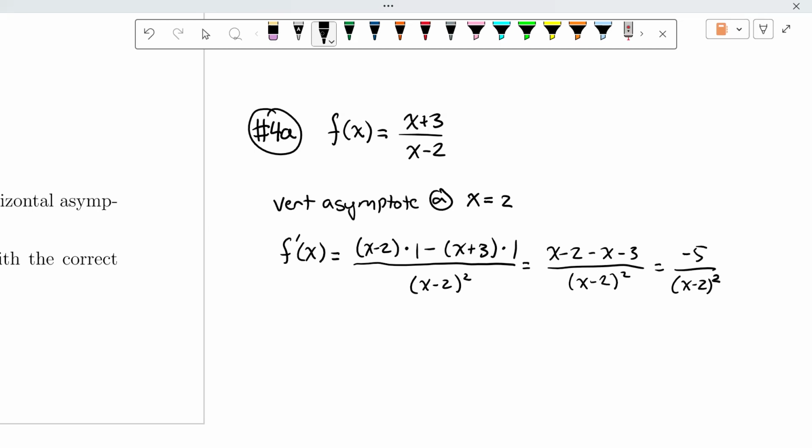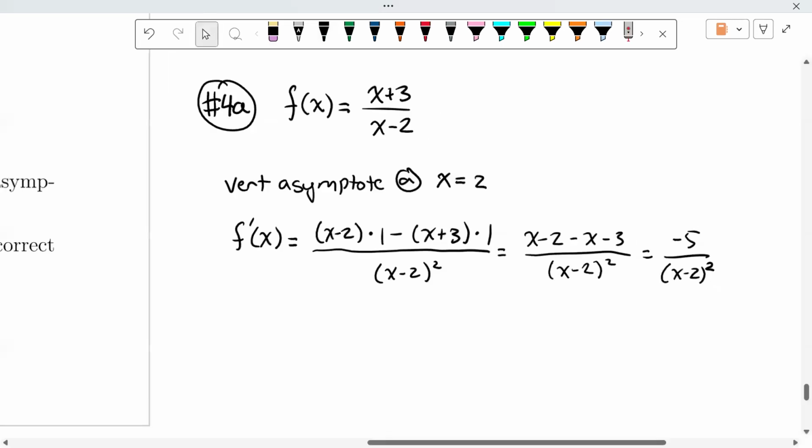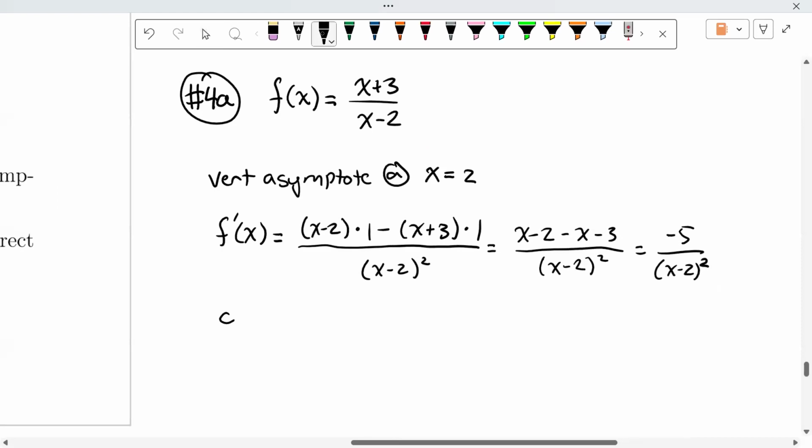So if you take the first derivative, you will get the bizarro answer, -5 over (x minus 2) squared. And so what are my critical points? 2, that's it. And it also happens to be a vertical asymptote too. So I'm going to have no local maxes or local mins. It's kind of weird.